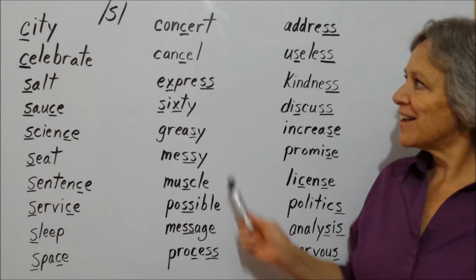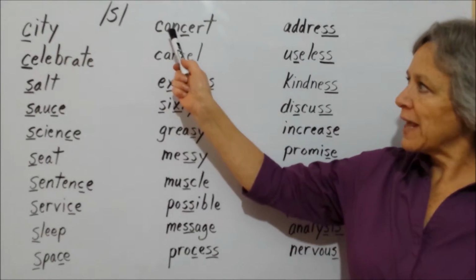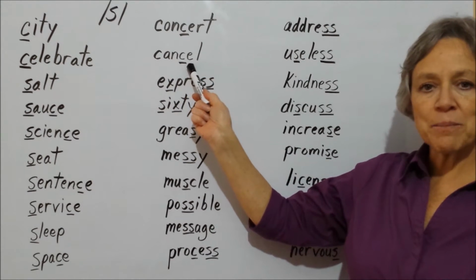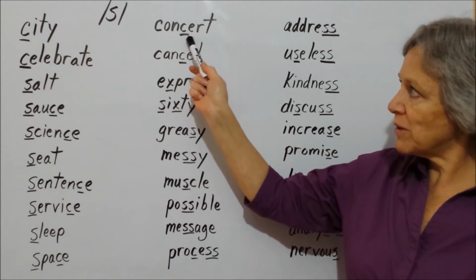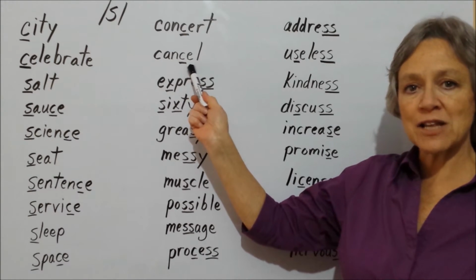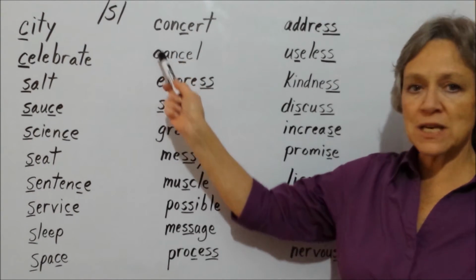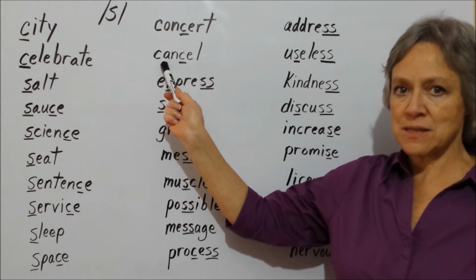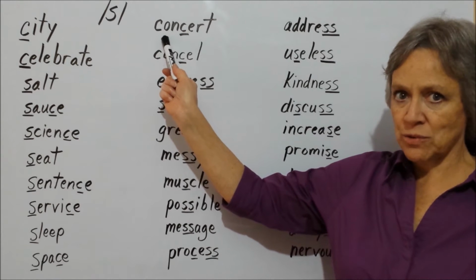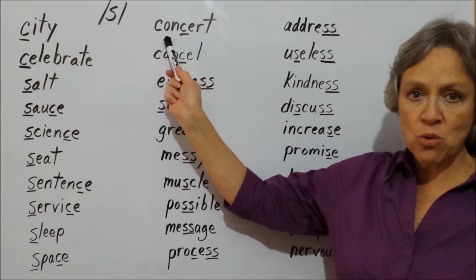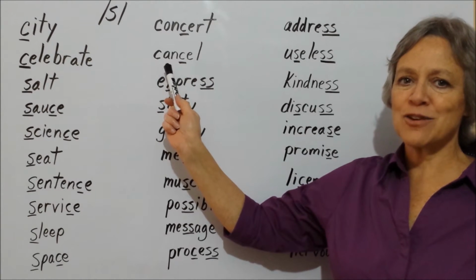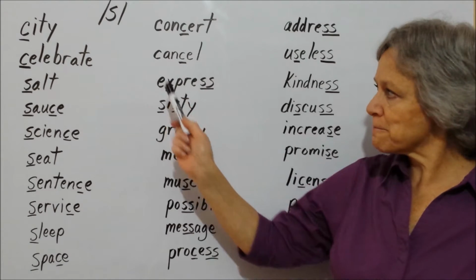process. Notice in these first two words that the second letter C in each of the words made the S sound. Here we have CE, concert, and here we also have CE, cancel. But the first letter C did not make the S sound. In each of these words, the letter C made the K sound. Here, C was followed by O, and here C was followed by A. In those cases, C usually makes a K sound.